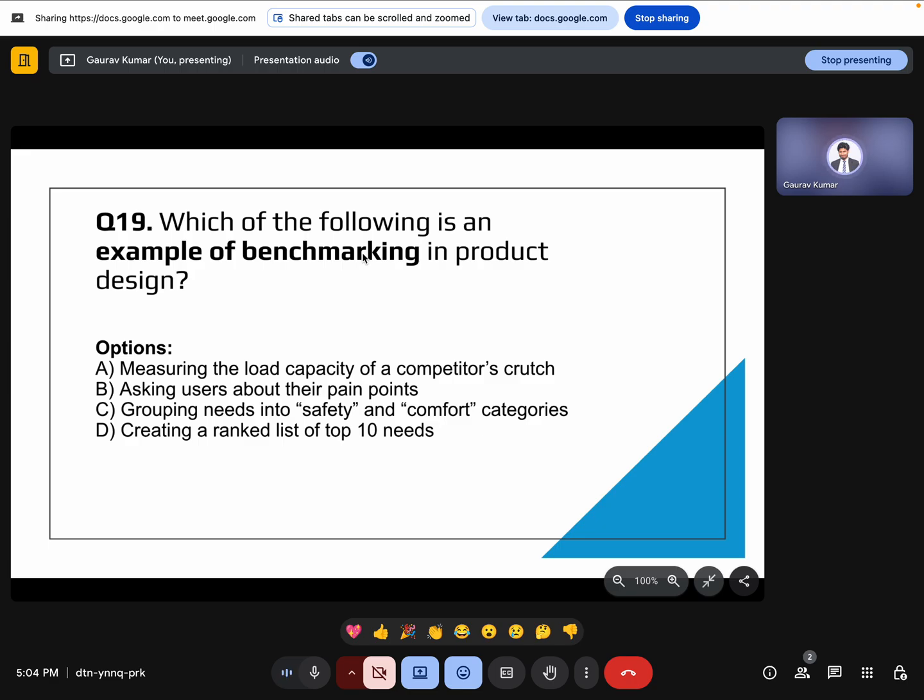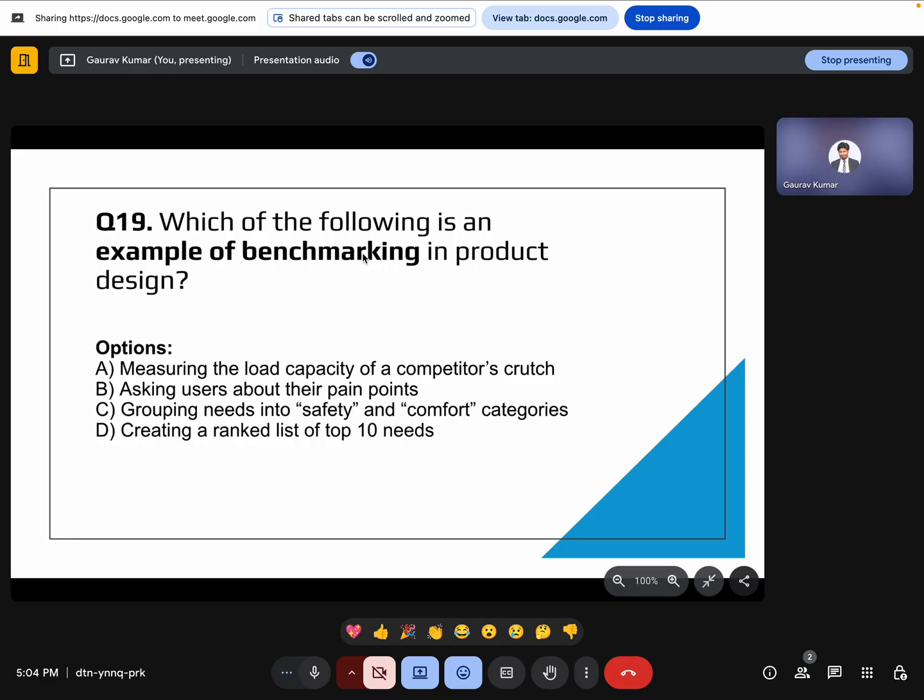Which of the following is an example of benchmarking in product design? Measuring the load capacity of competitors' crutches, or asking users about their pain points, or grouping needs into safety and comfort categories, or creating a ranked list of top 10 needs.